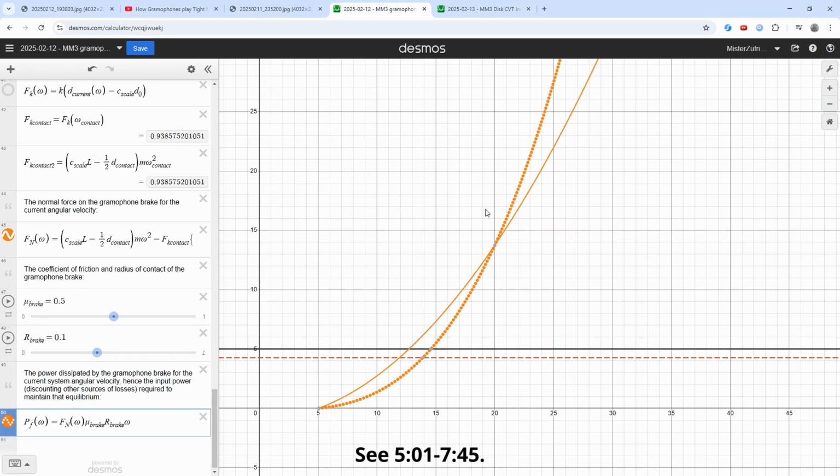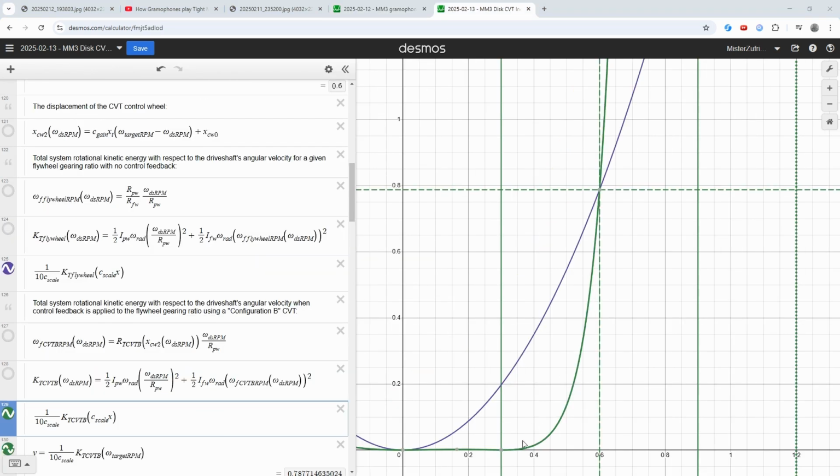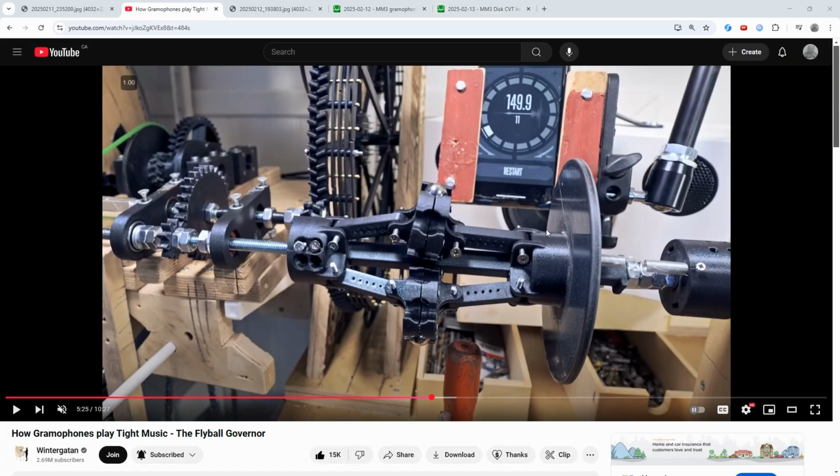You can refer to the earlier section covering the Gramophone Governor for plotting of dissipated power versus speed. The green curve shows the exact same plot of energy versus driveshaft speed, but for the exact same flywheel being connected to the driveshaft using a CVT. So imagine taking this governor design and using the position of this sleeve to measure the current speed of the driveshaft. That is, to operate it as a tachometer.